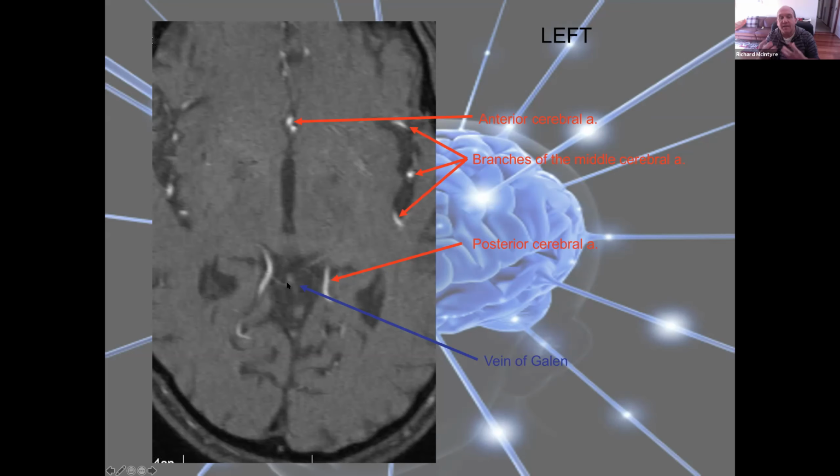And we have what's called the vein of Galen. So that is going to drain the blood back down through the veins. And of course, we have our sagittal sinus. So that's going to collect the blood from the top of the brain. The draining veins take blood to the sagittal sinus, the superior sagittal sinus, and then it passes the blood back.